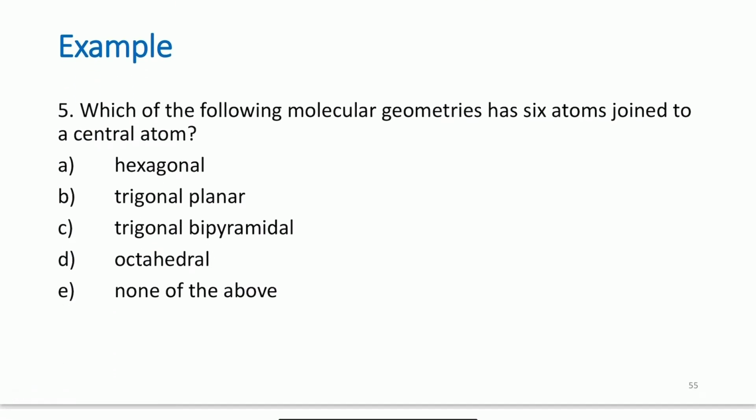Which of the following molecular geometries has 6 atoms joined to a central atom? Hexagonal is not a structure. Trigonal planar has 3. Trigonal bipyramidal has 5. Octahedral has 6.